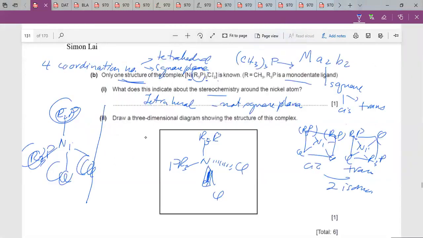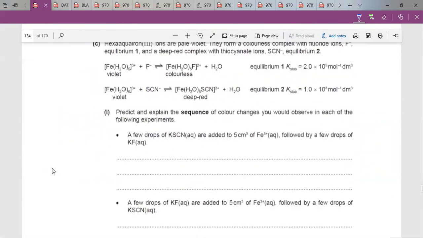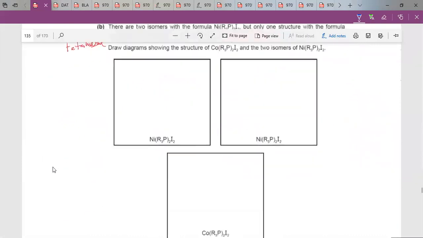Now I've got 5 more minutes. I just want to go through a few more examples to show you. 135, sorry, 135. All these are examples, but they are the same. Once you get the hang of it, it's quite simple.